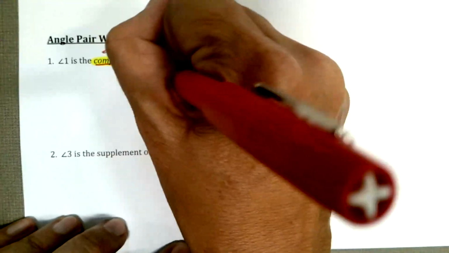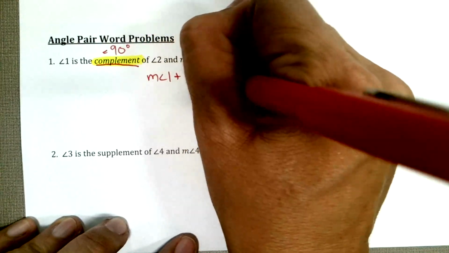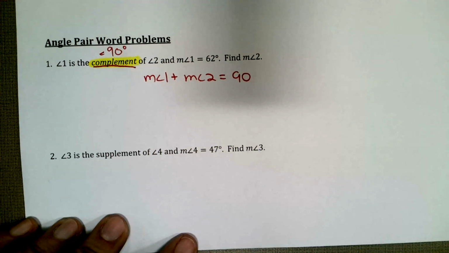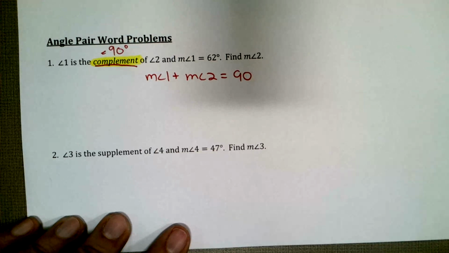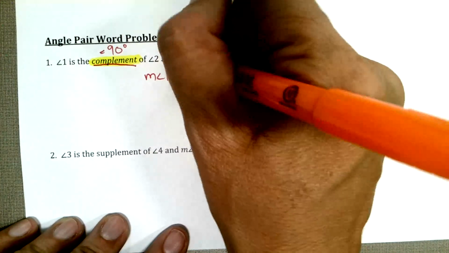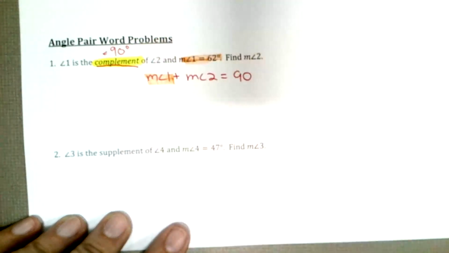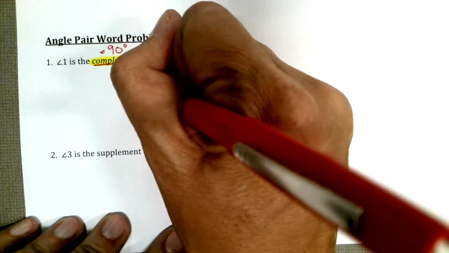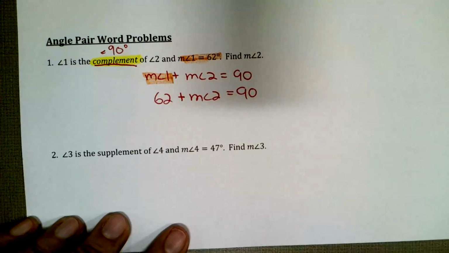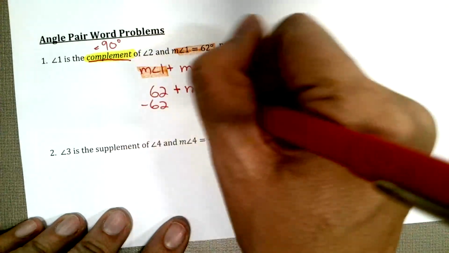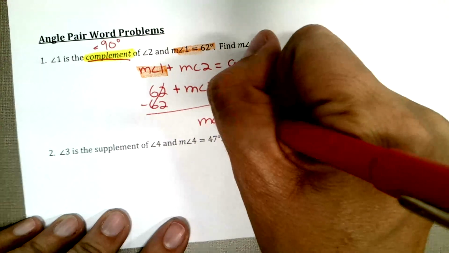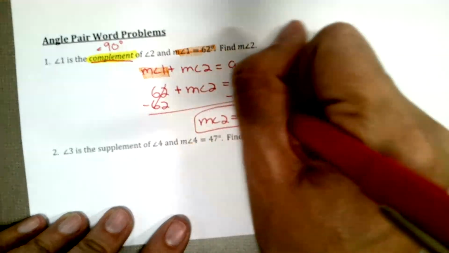So the two angles are angle 1 and angle 2. So we can say the measure of angle 1 plus the measure of angle 2 has to be 90 degrees. And then we know the measure of angle 1 is 62 degrees, so we can fill that in. So 62 plus the measure of angle 2 is 90 degrees, and then solve. And we get that the measure of angle 2 equals 28 degrees.